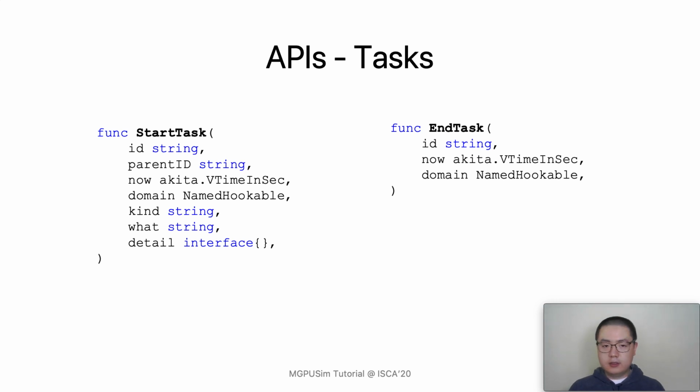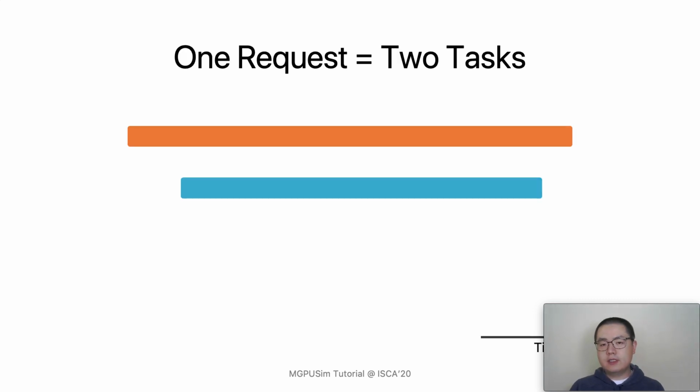So we need to consider there are some special cases and common cases for tasks. For example, we have this concept called request. Say one compute unit may want to send a request to L1 cache. Then this request itself naturally maps to a task. So we capture this type of request relationship as two tasks. One request equals two tasks.